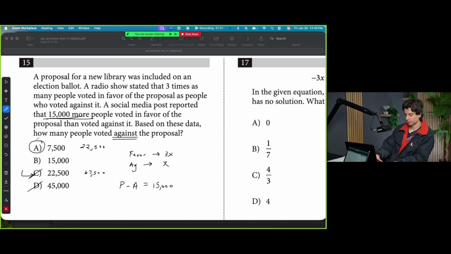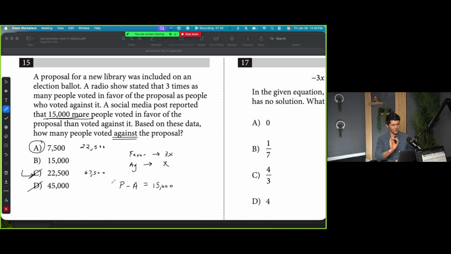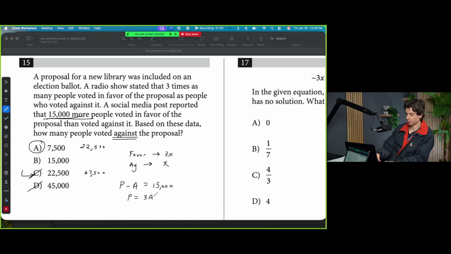So if you build the equation that you did, you had P minus A is 15,000. Let's talk about the other equation that you would have in that system. P minus A is 15,000. That is the pro voters minus the against voters, 15,000. What would be the other equation? Well, then you need your 3 times relation. So you would have the pro equals 3 times the against. So P equals 3A. And that would be a nice equation because then you could just substitute. It's very simple. 3A minus A is 15,000, and then you could easily make your move.